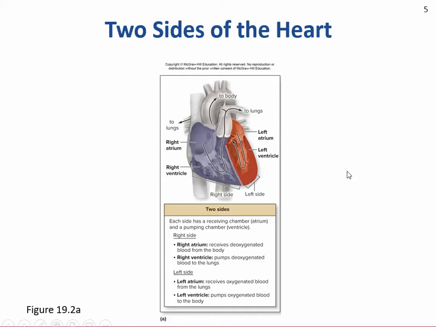Something to note: in almost every picture you will see in the book, it's the right side of the heart, the person's heart, the dead guy's heart, not your right. So be very careful. Usually when you're looking at pictures of the heart, the right side is on the left side of the page.